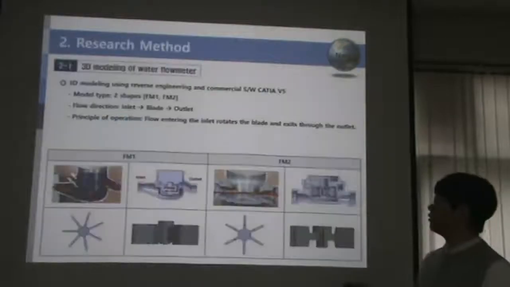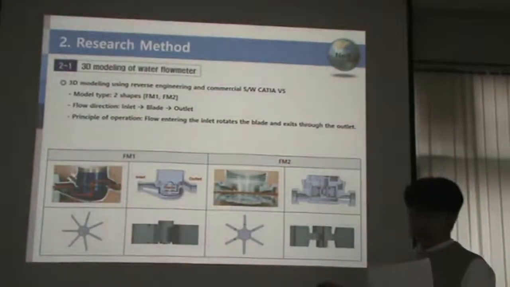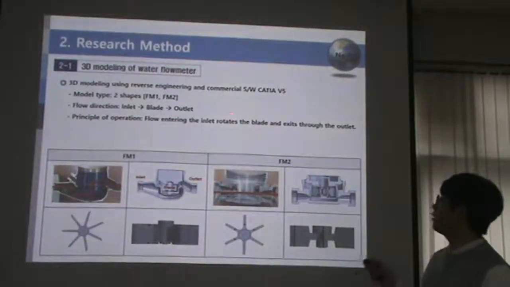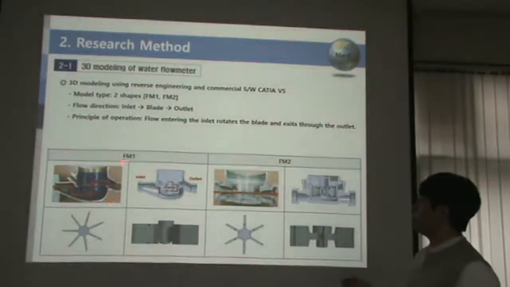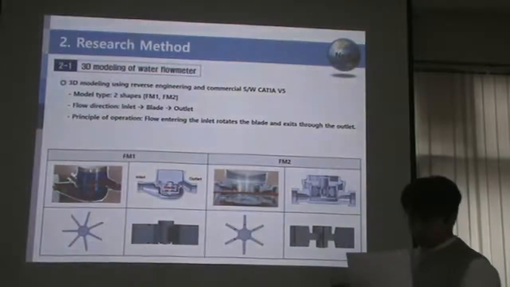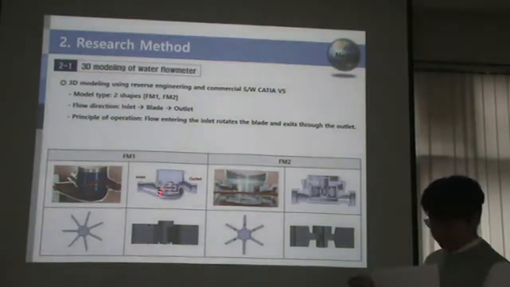Research method: shown below is a 3D analysis model designed using the commercial software CATIA version 5. There are two models, FM1 and FM2. The flow direction is from the left side through the inlet and the blade to the outlet.